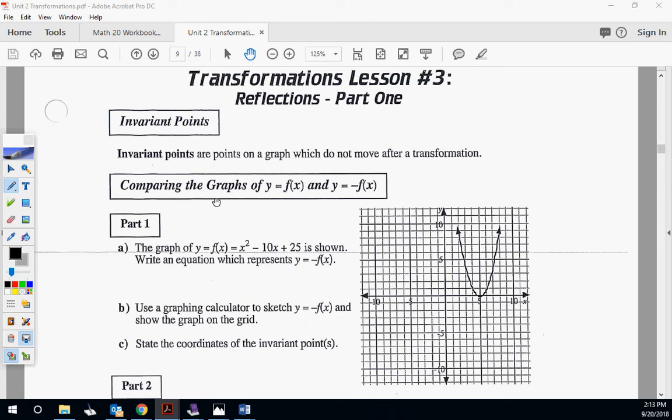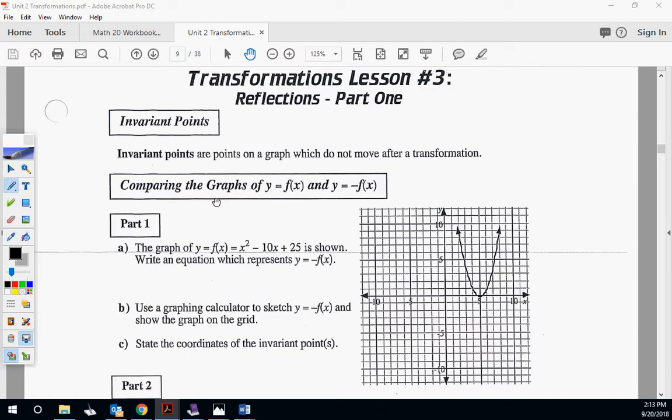Reflections, part 1. It is pretty thorough, but it's a lot of graphs, so it is a lot of pages if you see in your notes, but it's not a lot of work. Just bear with me. We're going to go through 3 types of reflections: reflecting over the y-axis, the x-axis, and y equals x.